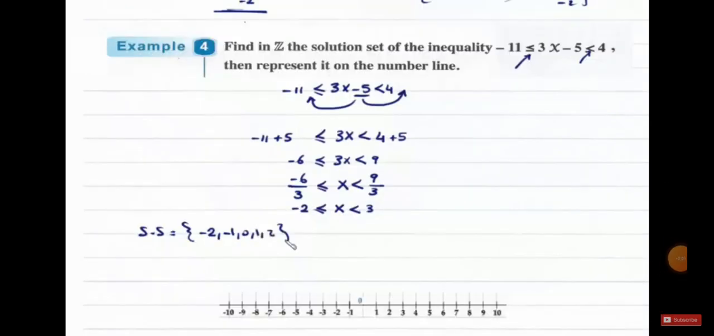Another example, negative 11 less than or equal 3x minus 5 less than 4. Then put negative 5 on the left and the right with the opposite sign. Then negative 11 plus 5 less than or equal 3x less than 4 plus 5. Then negative 6 less than or equal 3x less than 9, dividing the inequality by 3. Then negative 2 less than or equal x less than 3. Then the SS equals x, x more than or equal negative 2. Then begin with negative 2, negative 1, 0, 1 and 2. Don't take 3 for this SS because x is less than 3, not equal. There is no equal for 3.